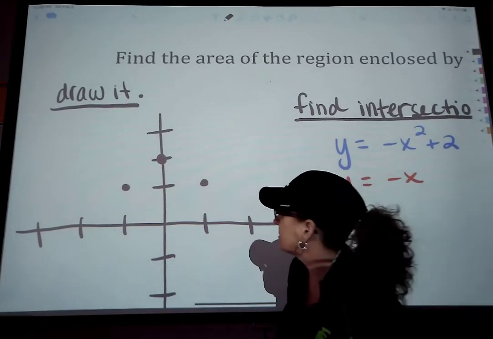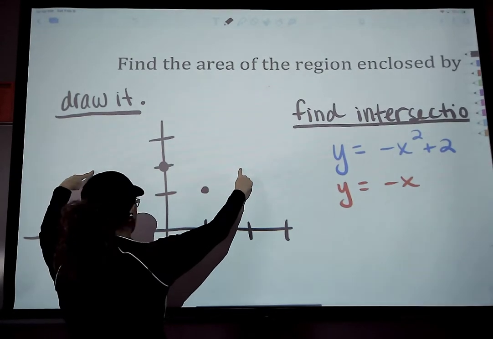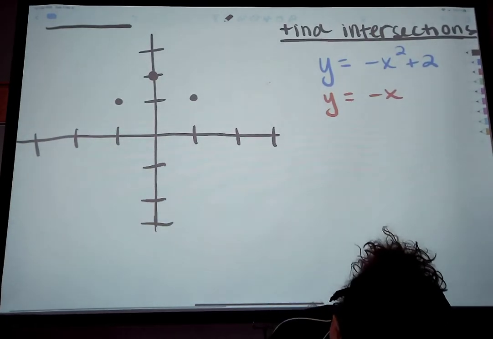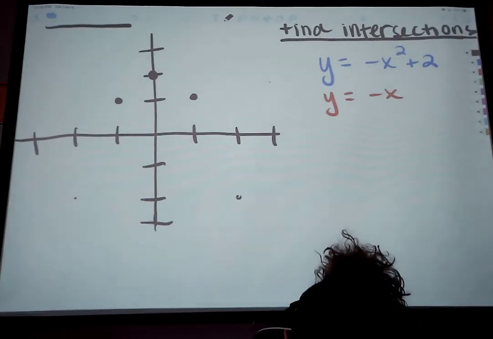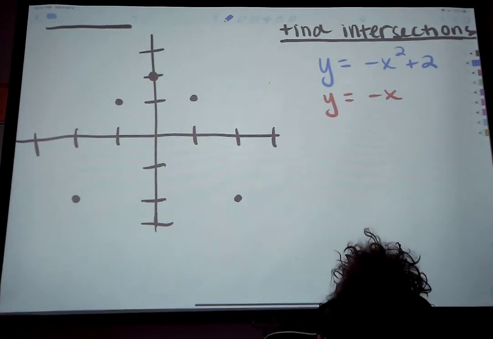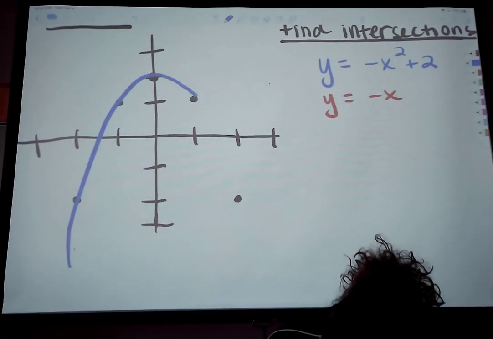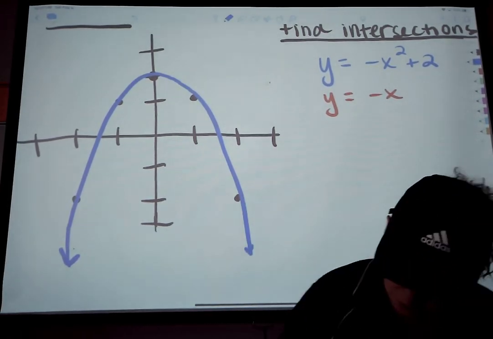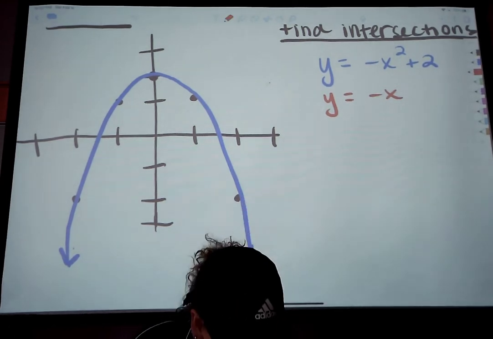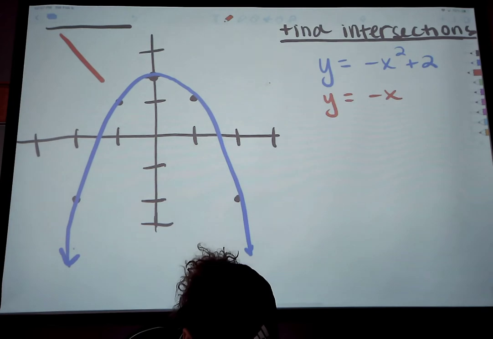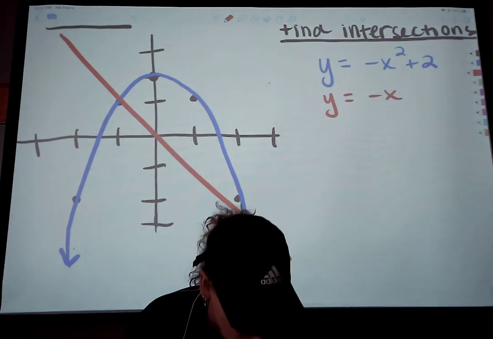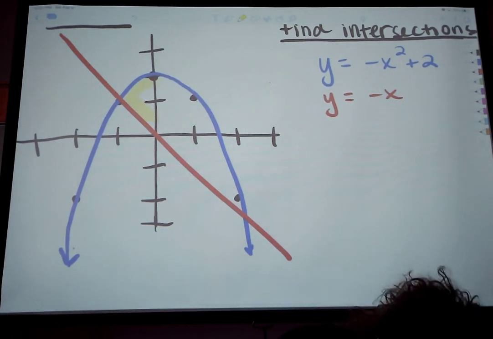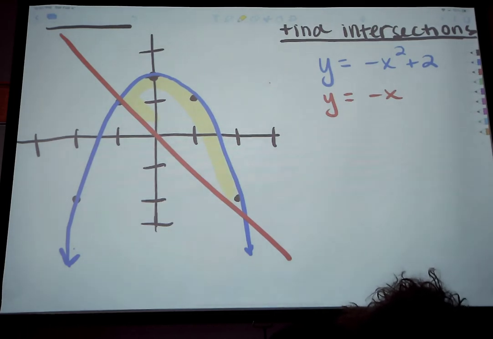Go back to your vertex. Now I'm going to go out 2, down 4. 1, 2, 3, 4. Make 2 points down there. There you go. Quick parabola. And then, surely, I can count on you to be able to draw a line through the origin, negative slope, and this is the region that we're trying to find the area of.